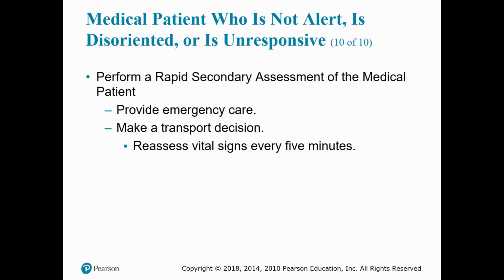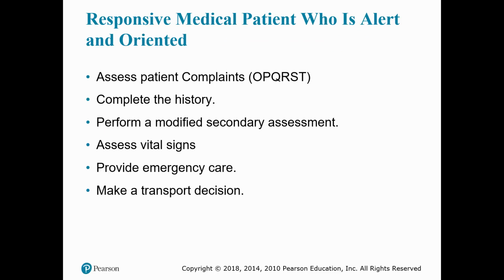For the patient who's responsive and alert and oriented, let's assess the patient complaints using the mnemonic OPQRST. Complete the history, perform a modified secondary assessment, assess the vital signs, provide emergency care, and make the transport decision. During transport, reassess the airway, breathing, and pulses. Take the vital signs every 5 minutes in the critical or unstable patient and every 15 minutes in the non-critical or stable patient. On every patient, assess the effectiveness of the interventions that you did.